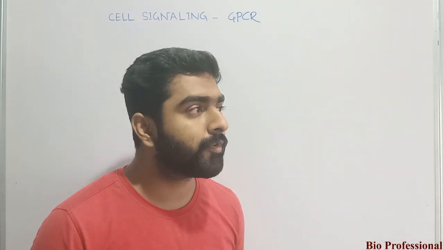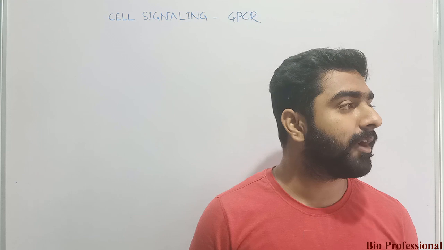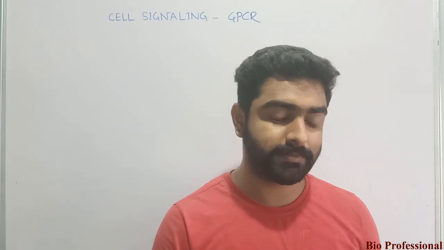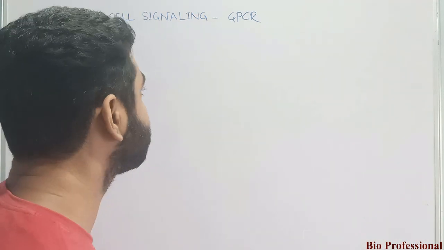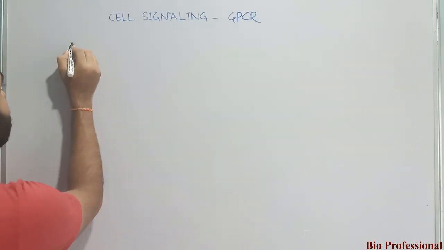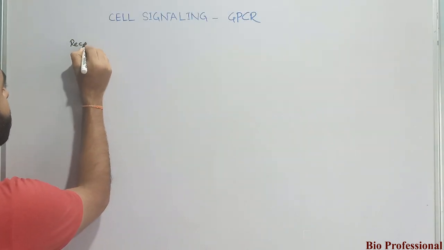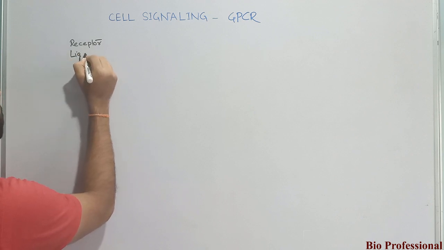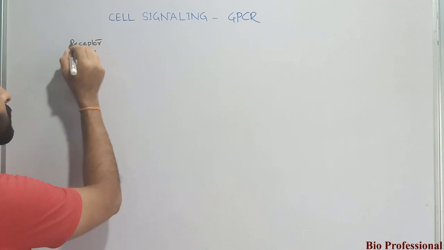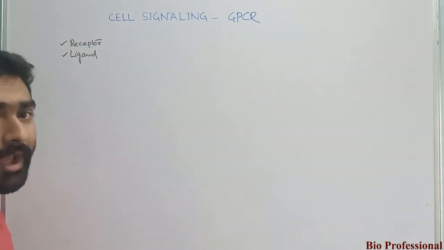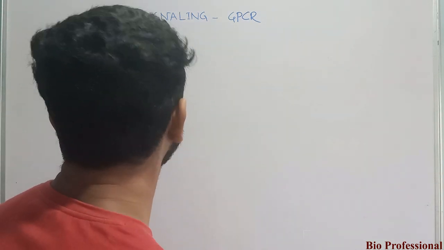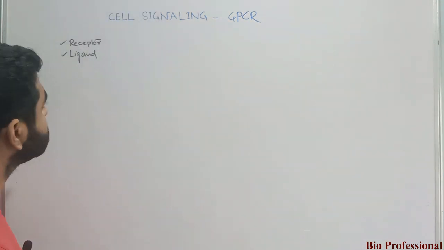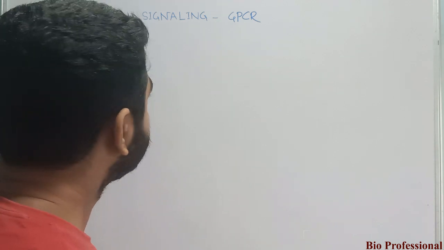Okay. So for cell signaling, we have to understand two things. At the very first, we have to understand what is called a receptor, and the ligand. That is the very first concept you should have before starting the cell signaling process.